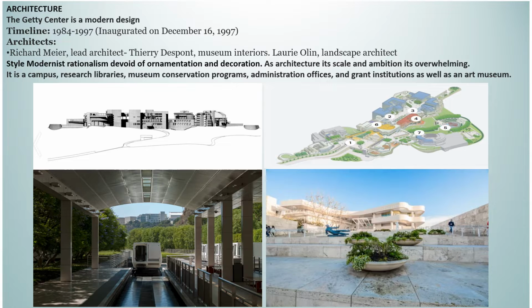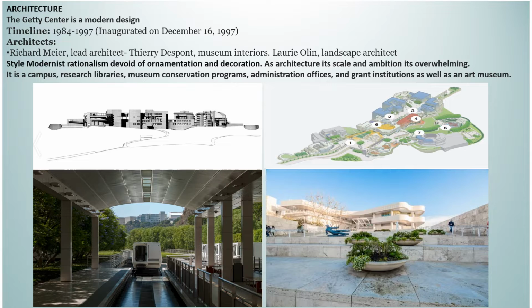The urban and natural elements of Los Angeles inspired architect Richard Meier to design a campus that highlights both nature and culture, and to enjoy the modern design of beautiful gardens, open spaces, and dramatic views of the city.